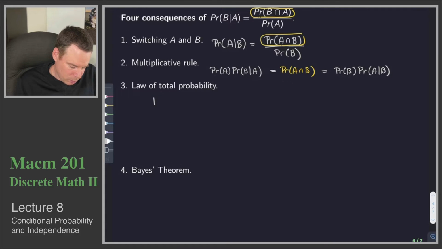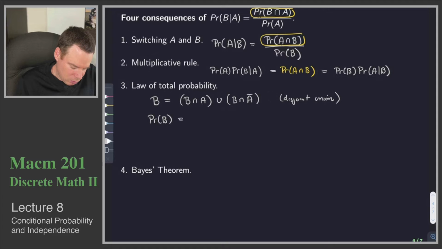Now we can use this multiplicative rule to get to further results. So the law of total probability. If we take our event B and write it as the union of two disjoint events, so I will write it as B intersect A union B intersect the complement of A. This is a disjoint union. They have nothing in common. So that means I can work out the probability as just the sum of the two probabilities.